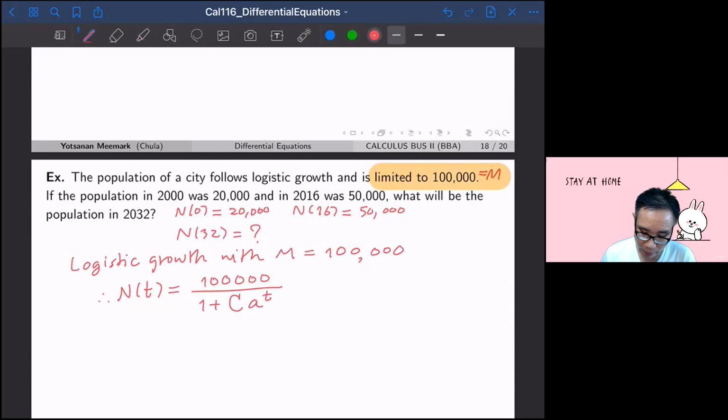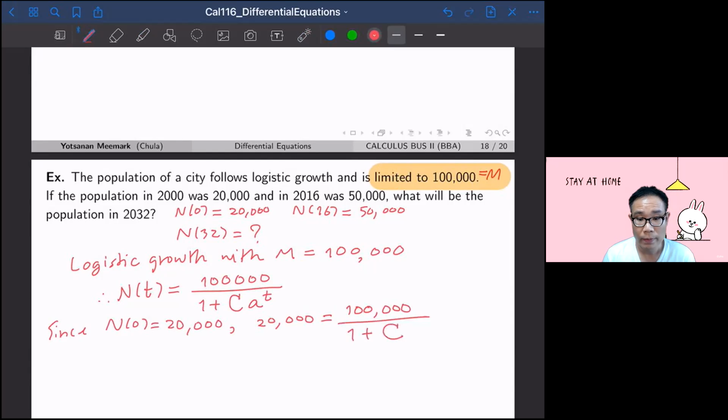And then you have N0, okay, so N0 equal to 20,000. So you have 20,000 equal to 100,000 over 1 plus C. Okay, so this gives you C equal to 4, right? Let me also check a little bit, I don't want to miss this one. The correct C equal to 4.